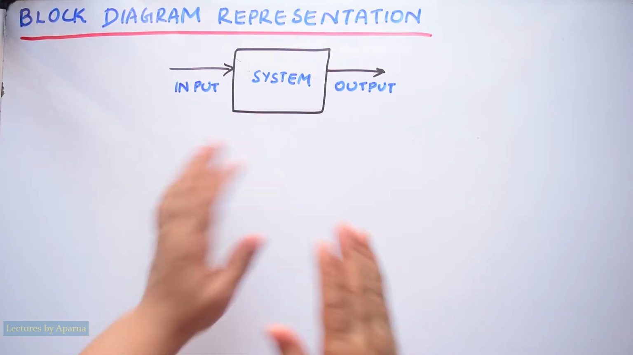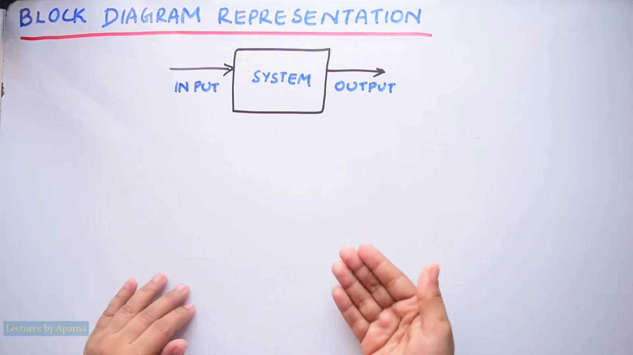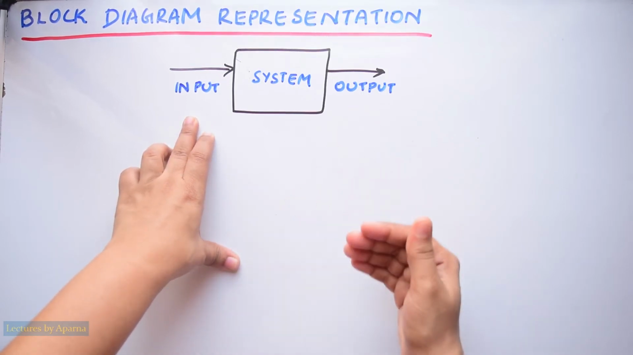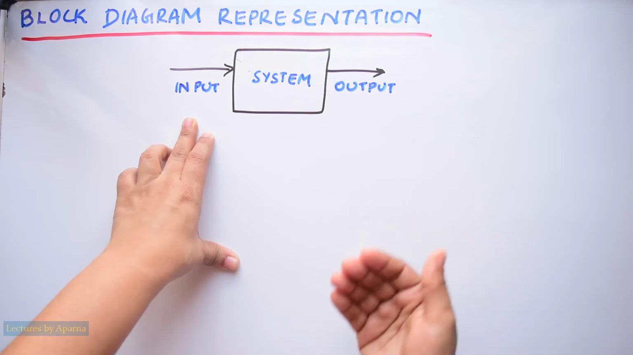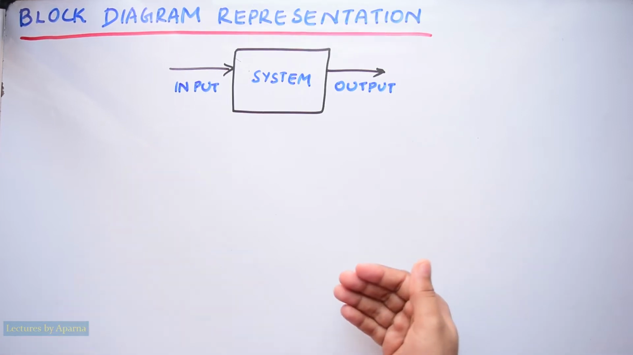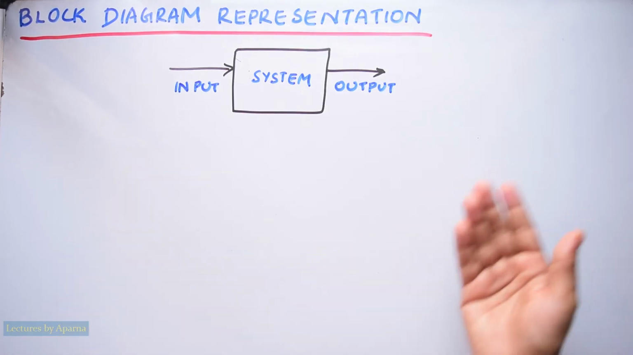A system is a collection of components which are connected together for a particular purpose. It will have input and output. If the system is used to control any parameters in a plant like temperature, pressure, etc., then it is called a control system. So a control system will consist of a number of components.